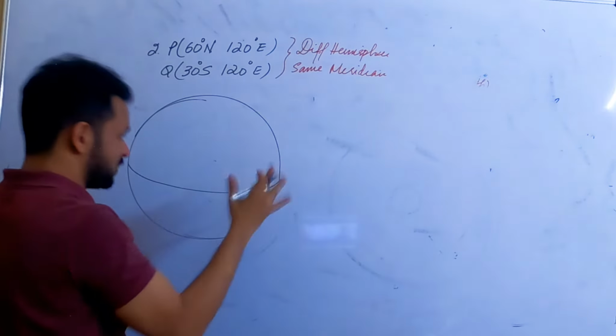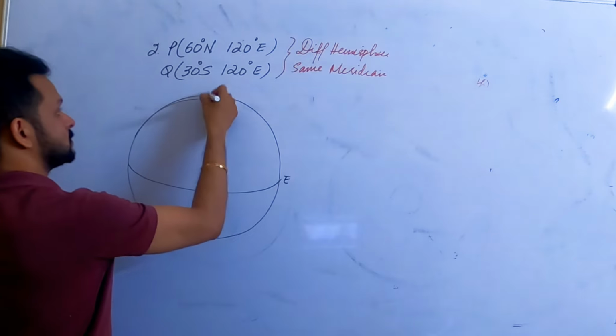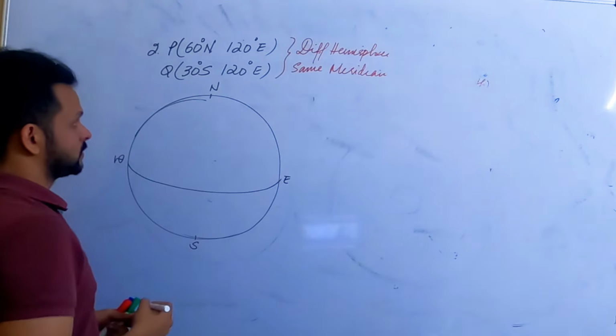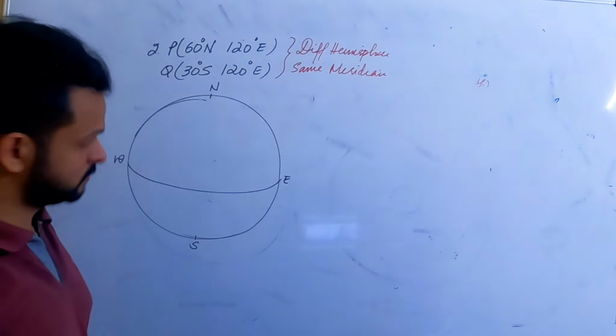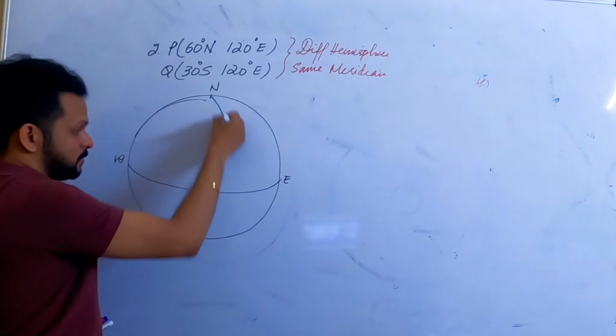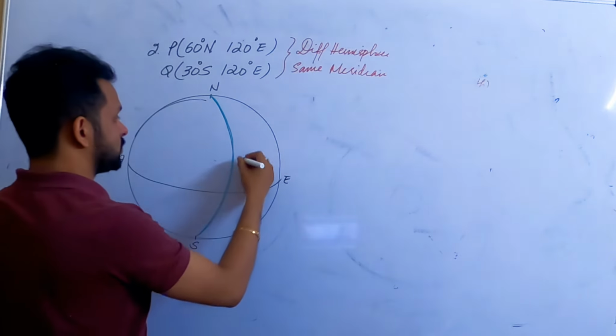Make the diagrams bigger. Make solid diagrams. Take time and draw the diagrams here. So east. You can start drawing. You can draw diagrams. It's fine. South. You have the meridian here, which is 120 degrees east.